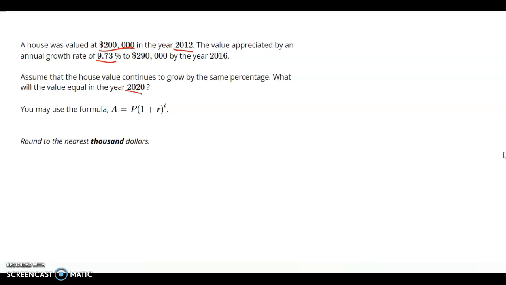So we need to use the formula A equals P times (1 plus R) raised to the T. So let's talk about what each of these variables means. A is going to be our final value. P is our initial value, or our starting value. R is our rate, and we need to have that as a decimal. And then T is our time in years.